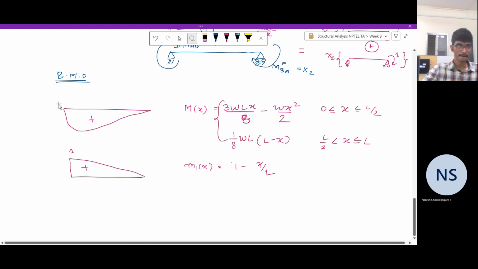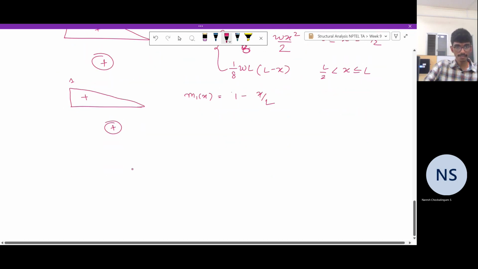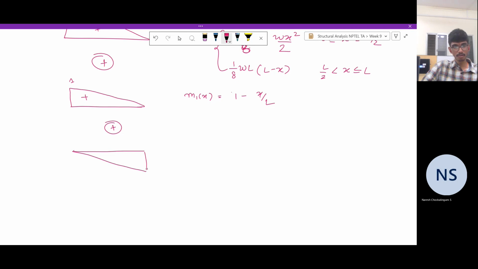Let me redo this. This plus the third case where we have an applied moment of 1 on this side. So here it is negative, but with the same slope of 1 by L. So M2 of x is just minus x by L. Now the rest of the procedure is as usual, simple.